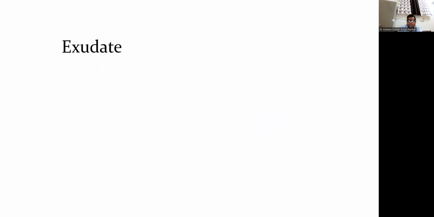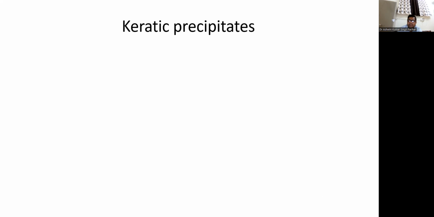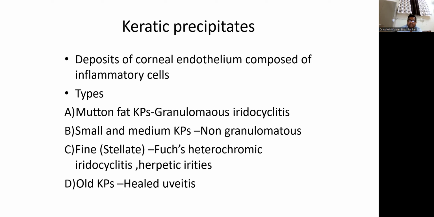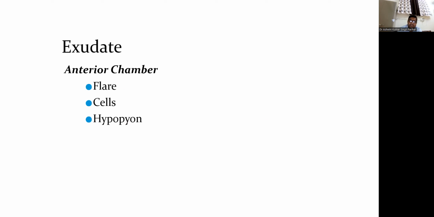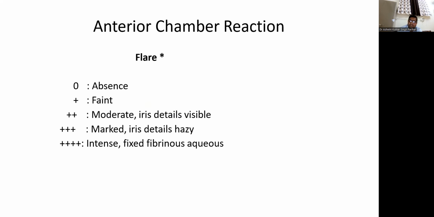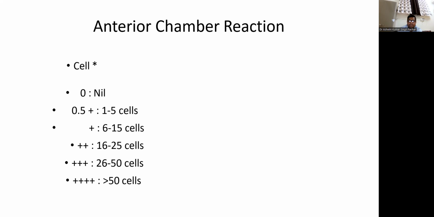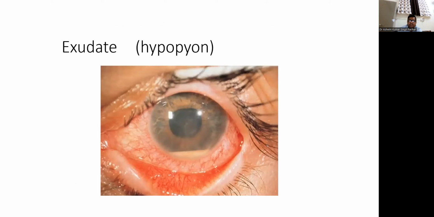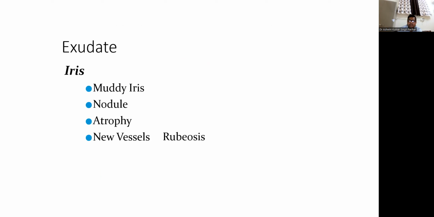Etiology, normal aqueous which can handle. These are keratic precipitates. Different types of keratic precipitates. Cells and flare, the gradings of the cells and flare, you should remember. It's important from your exam point of view also. Both cells and flare, you will be asked. The hypopyon, how does it look?